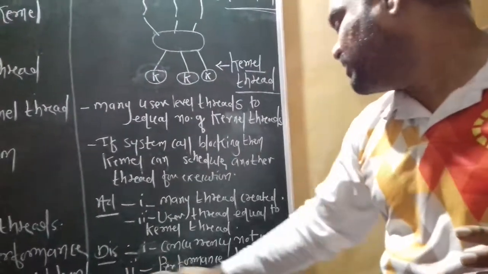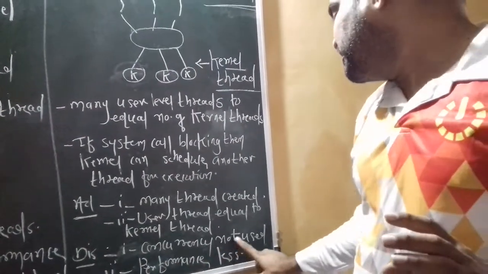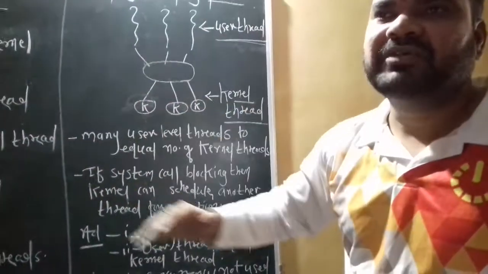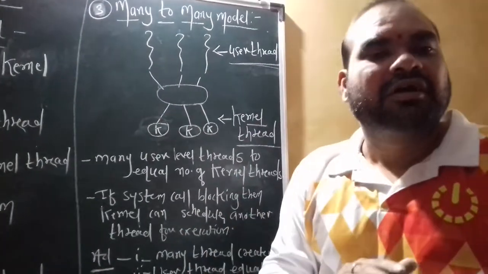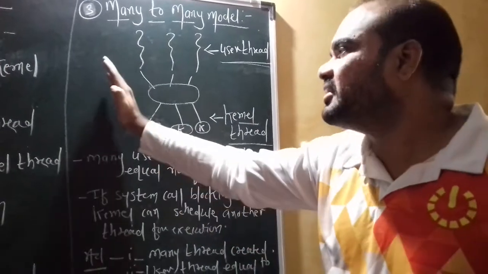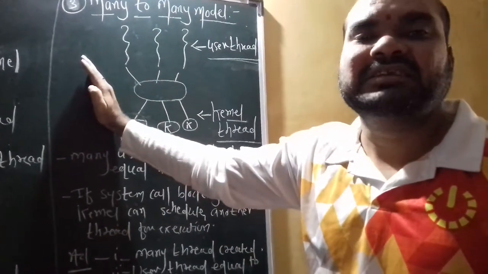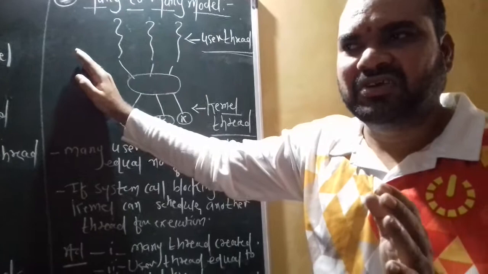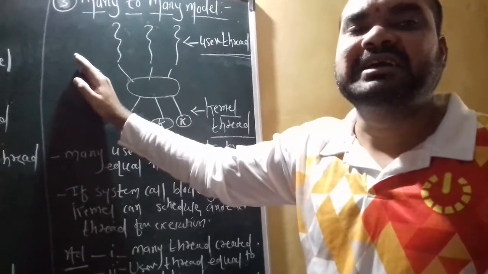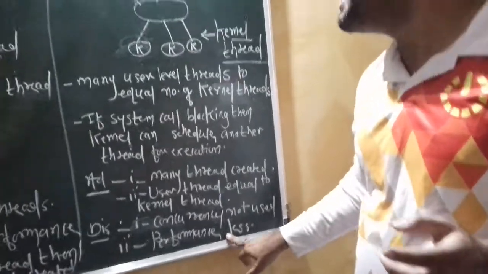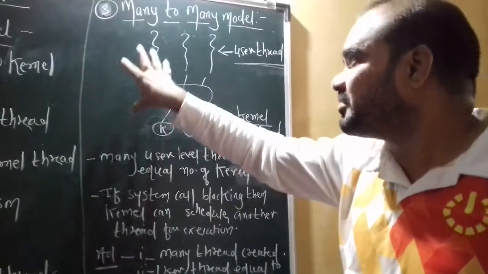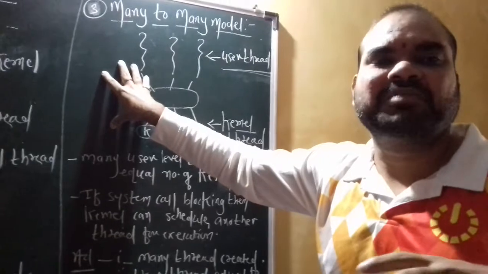Now the disadvantage is that concurrency is not used. It means in this model we cannot use the concept of concurrency. The threads are not executed simultaneously, and user level threads are not accessed simultaneously. So that's why this is a disadvantage, and performance is very low. This particular model's performance is very low compared to all the other models.